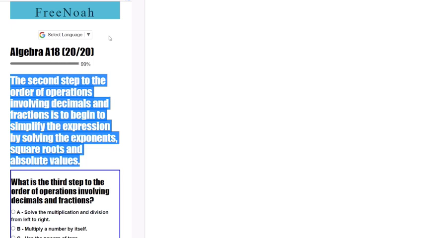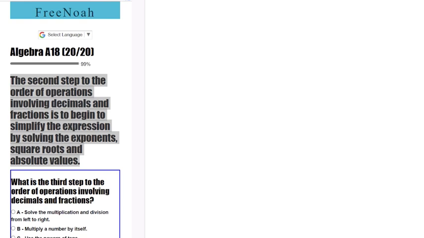So I gave you the first approach in our previous video. The second approach, we're going to do decimals to fractions here. So the second step to the order of operations involving decimals and fractions is to begin to simplify the expression by solving the exponents, square roots, and absolute values.